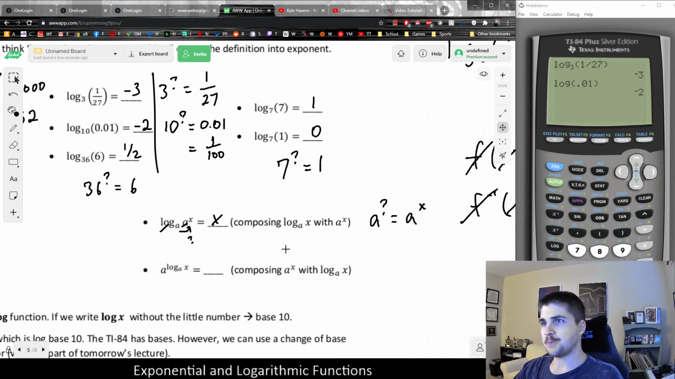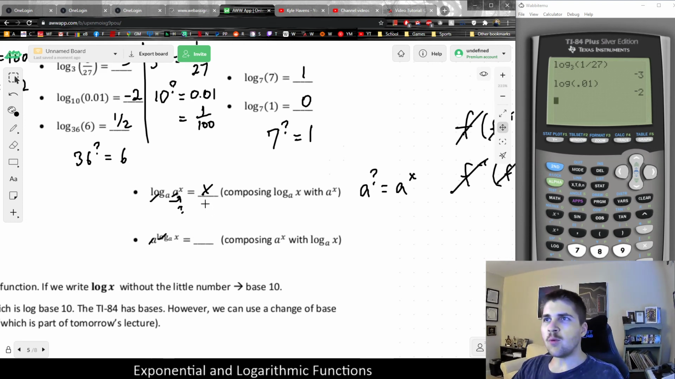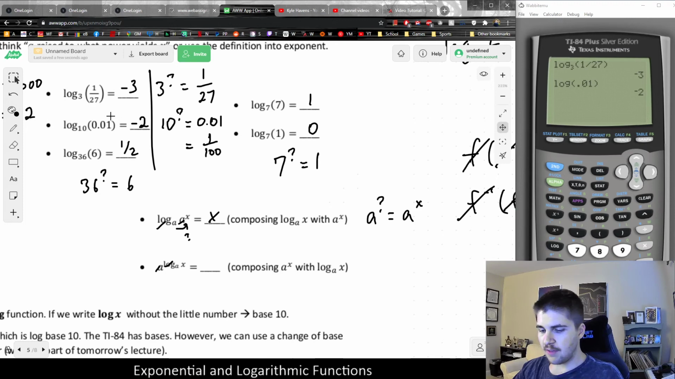And very similarly, if I have the opposite thing, a to the log base a of x also cancels in the same way due to composition. Basically a and log a will additionally cancel each other out. And if you're wondering, well, why? Well, you could always use this property in reverse. If you have an exponential, you could always rewrite it as a log, because both definitions are the same.